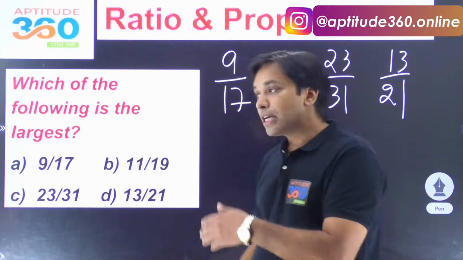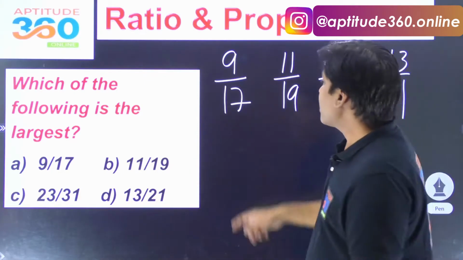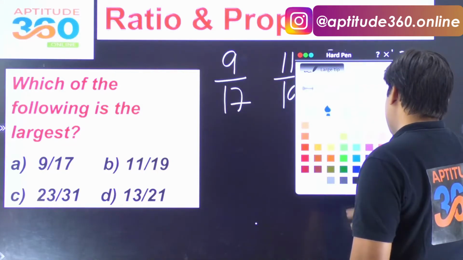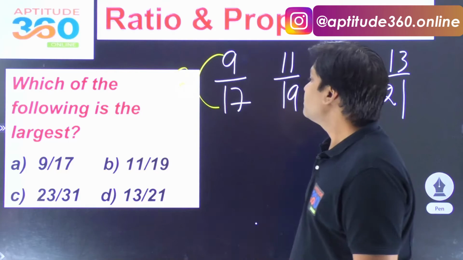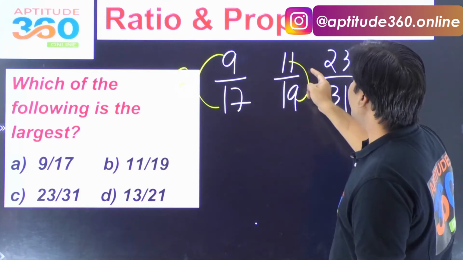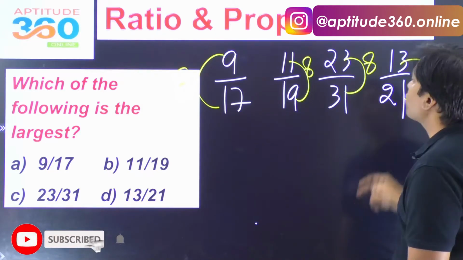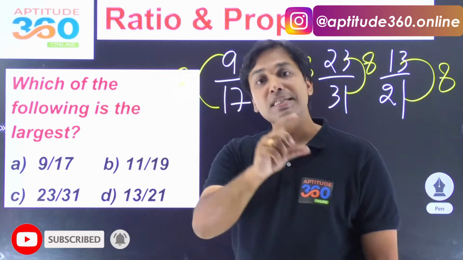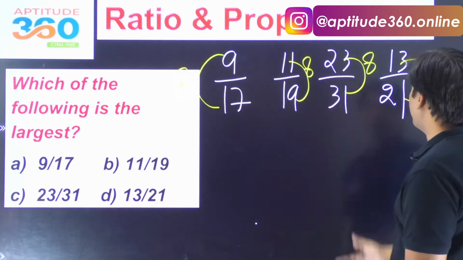So is it very close to the third rule that we just talked about? Because the difference between numerator and denominator, look, in all these cases is the same. Is it 8 over here? Is it also 8? This difference is also 8. This difference is also 8. So the difference between numerator and denominator is same. And then what did you learn? You learned that higher is the numerator, higher is the value.